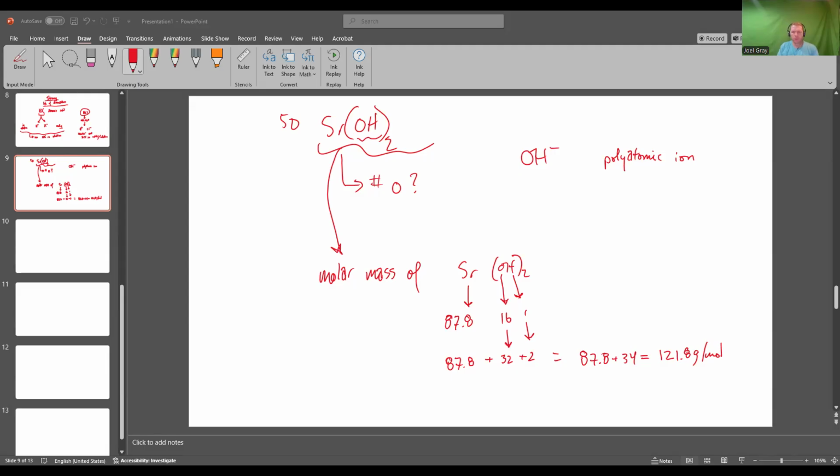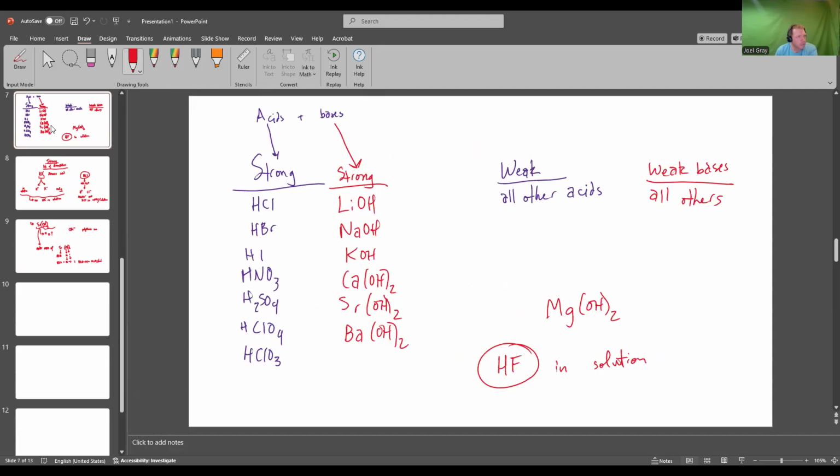Now, that is a base because it has hydroxide. Is Sr(OH)2 a strong base? Well, is it? It is an example of a strong base because it's in my list of strong bases.